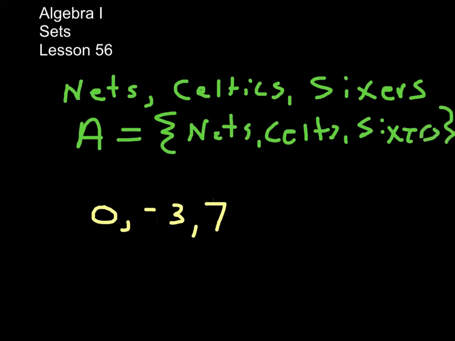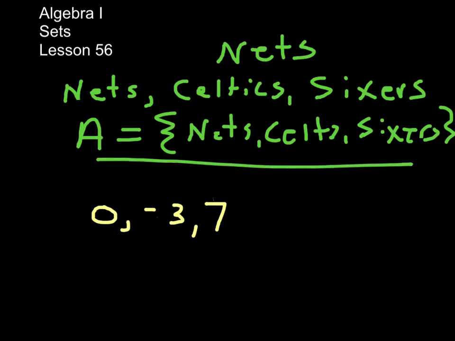end. Now the order of the names doesn't make a difference, so I could have Celtics, Nets, and then Sixers. And something else to note is if I had the Nets listed twice, when I list the set, I would still list them just once. So I'd still list it as Nets, Celtics, and Sixers. So this is what we mean by a set, and all it is is a collection of information.